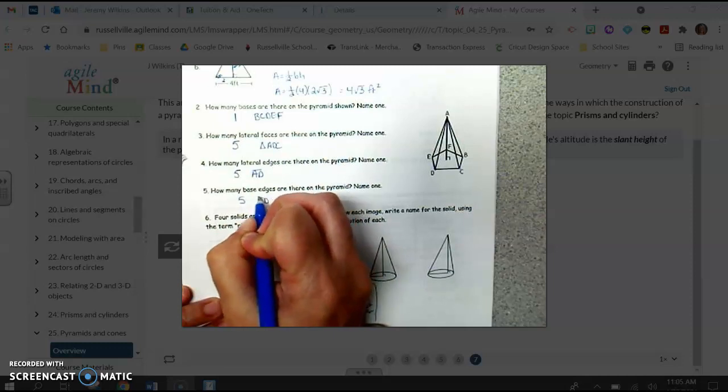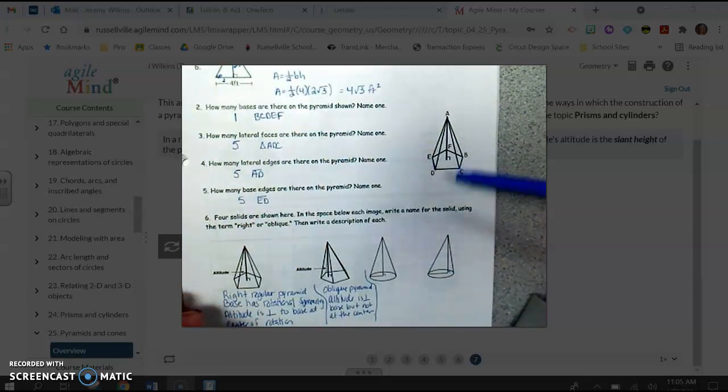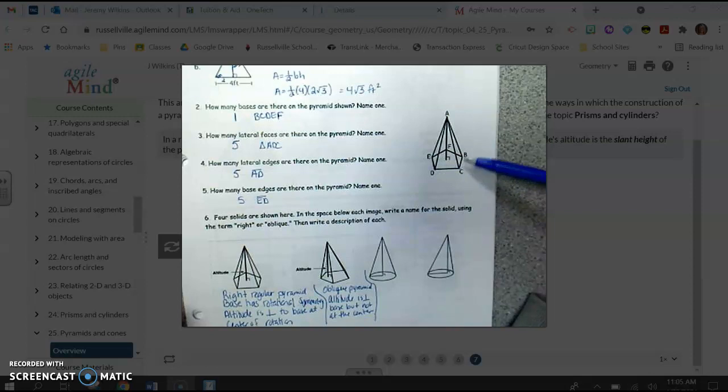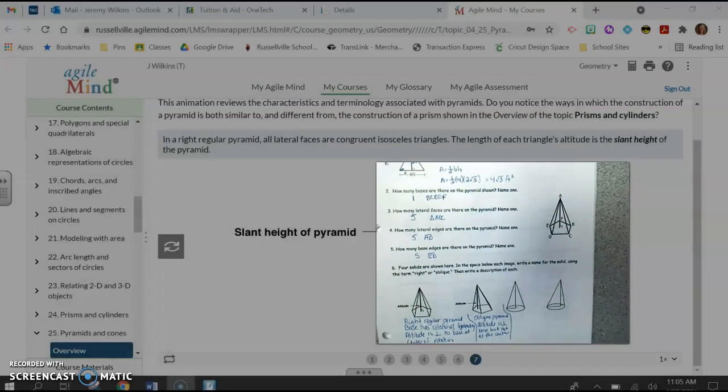And then if it said slant height, if this is a regular pentagon, then each of these would have the same slant height, as long as it's a right regular pyramid. If this base was not regular, so these side lengths were different, then each one would have a different slant height. So that's important when you're finding surface area.